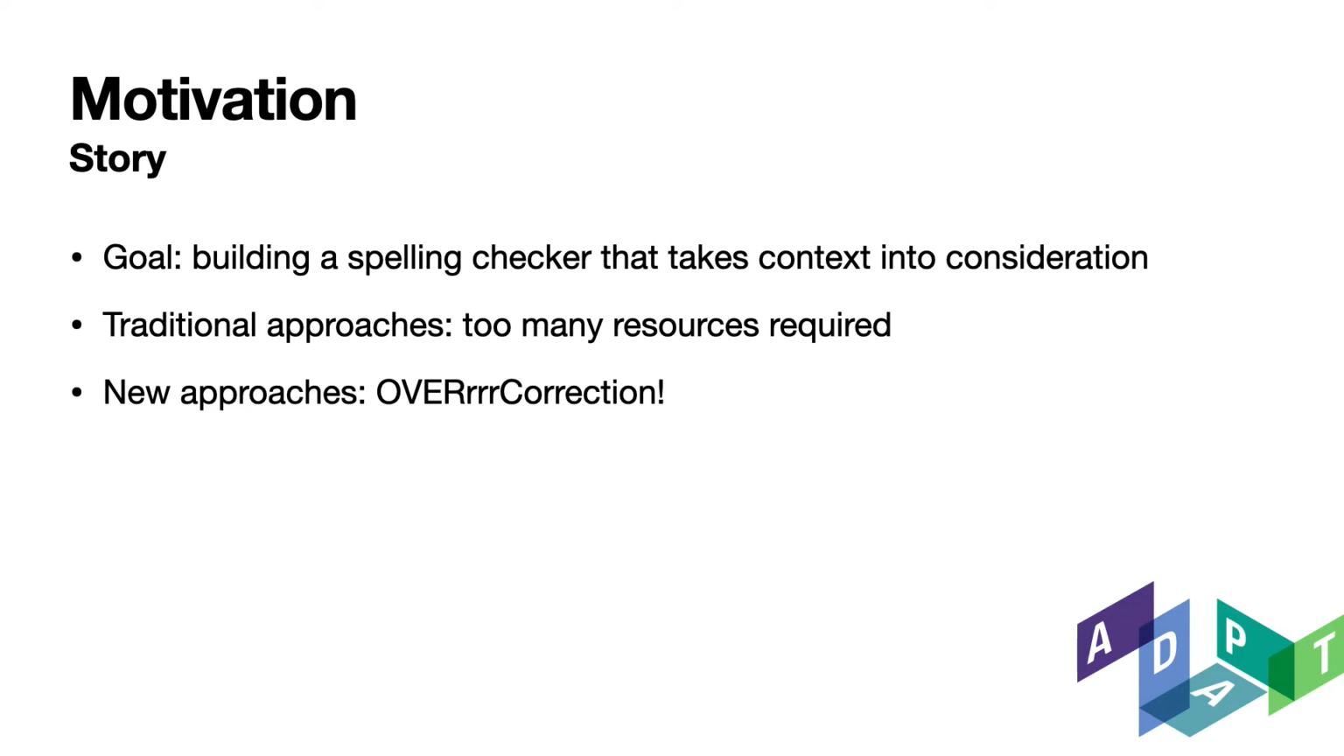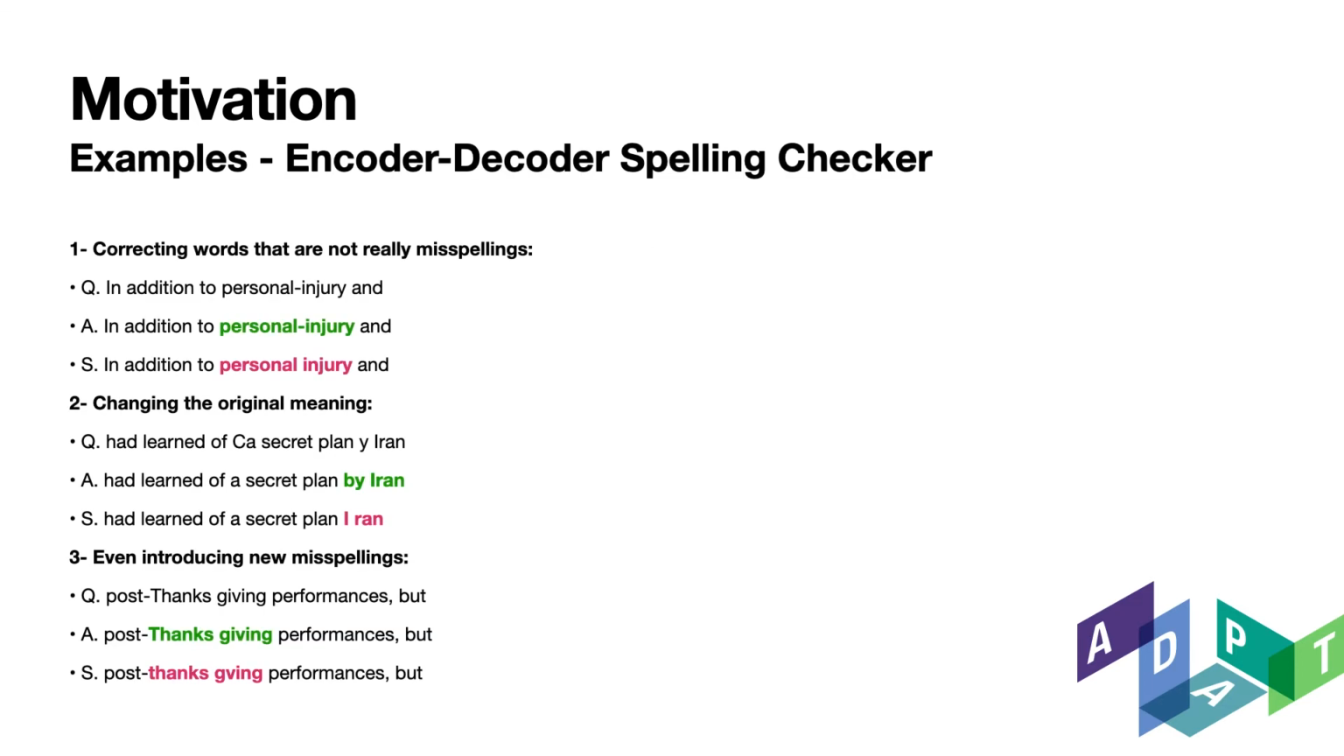In your discussion with your colleague, you realized that traditional approaches before neural networks used to correct sentences word by word, which minimizes the overcorrection issue. However, you want to make use of the power of neural approaches. Here are some examples of overcorrection caused by using encoder-decoder architectures: correcting words that are not really misspellings, changing the original meaning, or even introducing new misspellings.